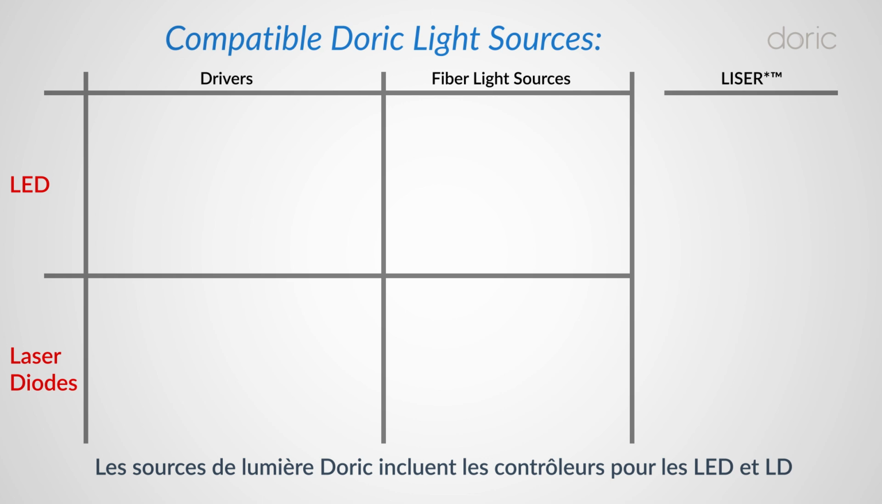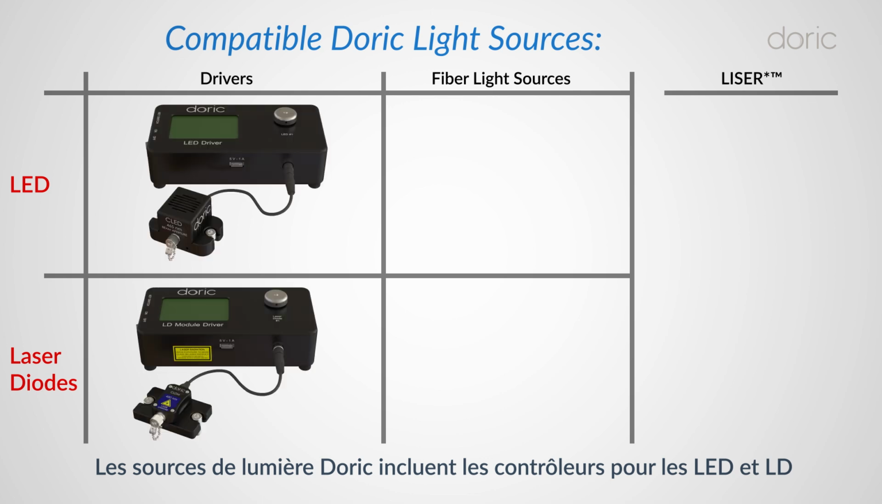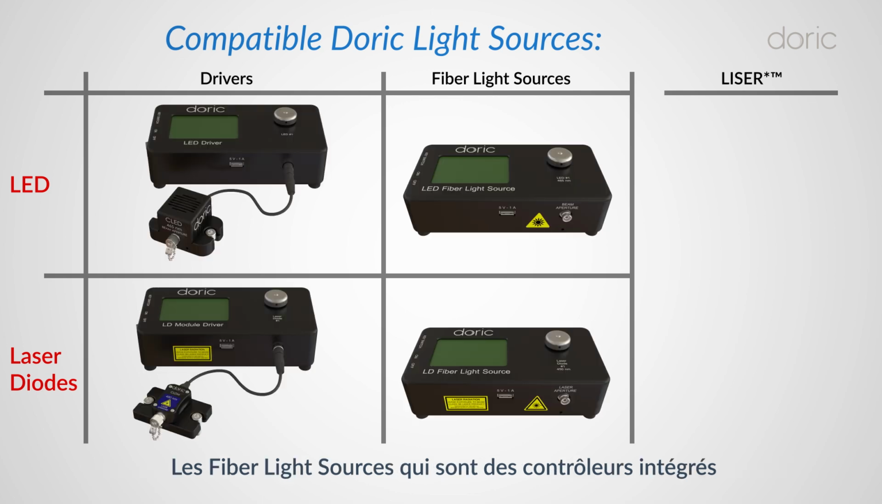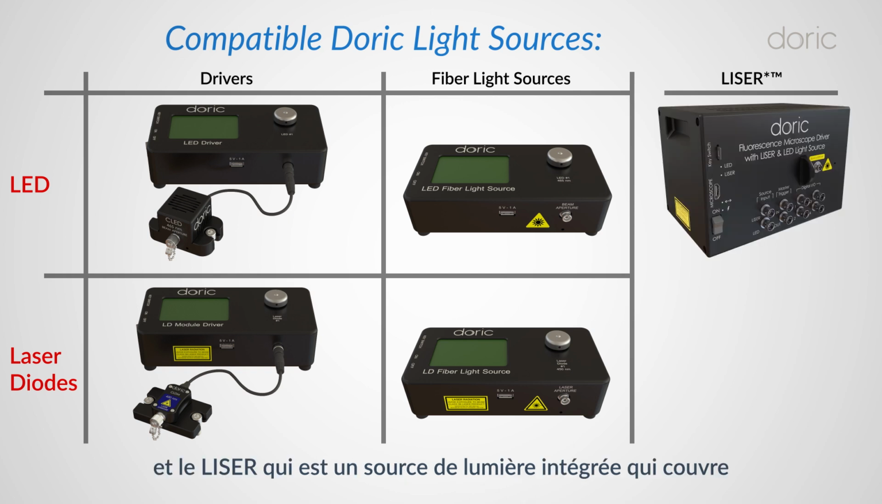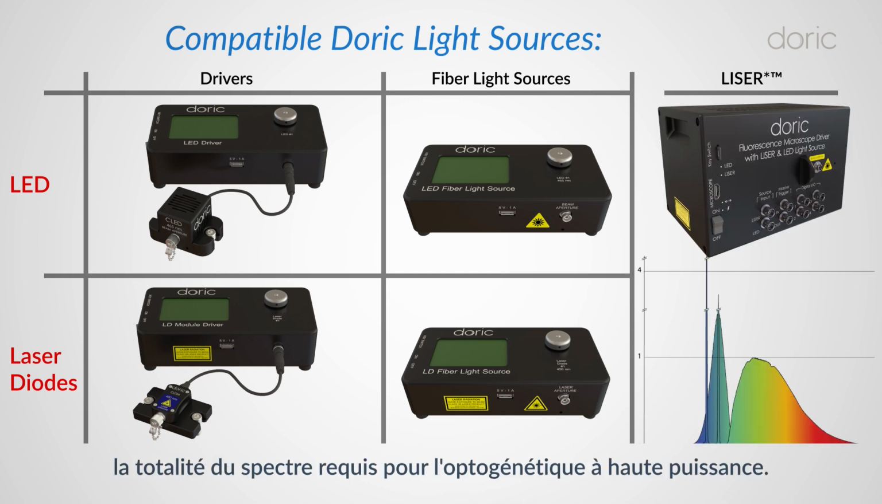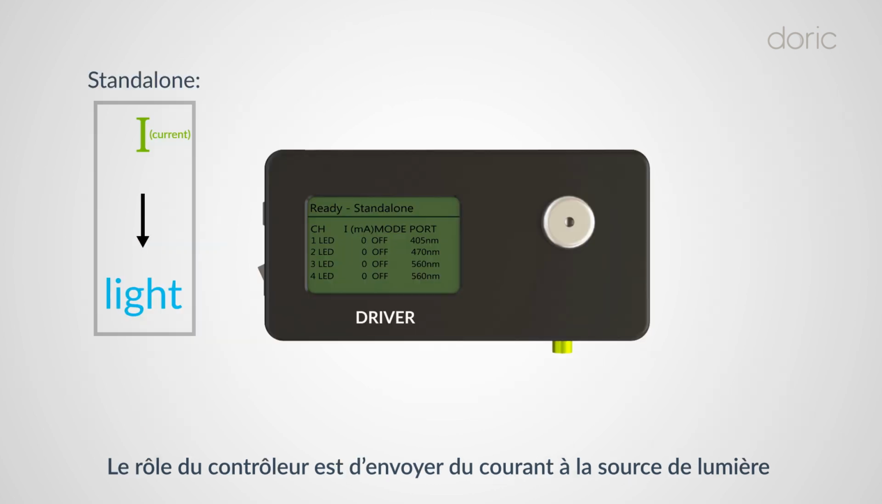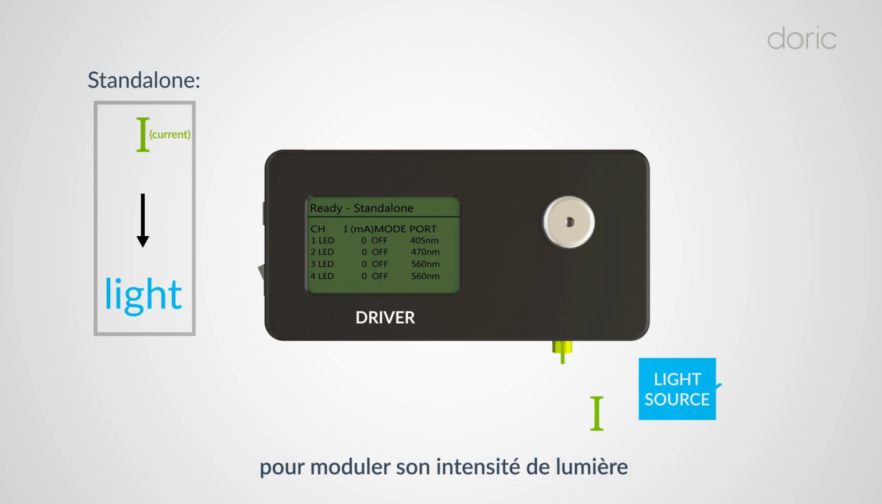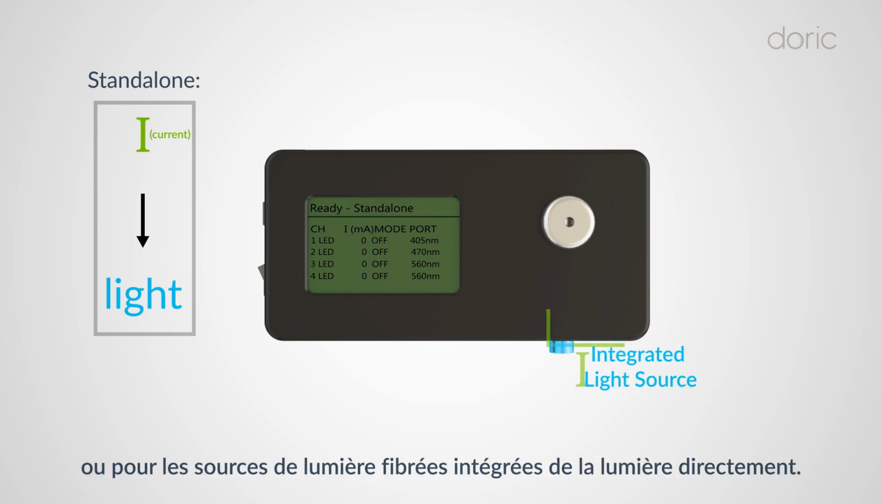Doric light sources include drivers for both LEDs and laser diodes, fiber light sources, which are integrated driver and light source devices, and the laser, which is an integrated light source that covers the entire spectrum required for optogenetics at high powers. The role of the light source driver is to send current from the light source port to modulate its light intensity, or for integrated fiber light sources, directly output light.